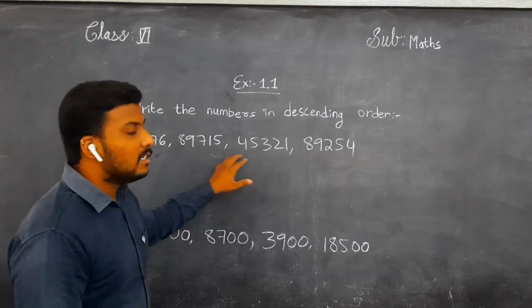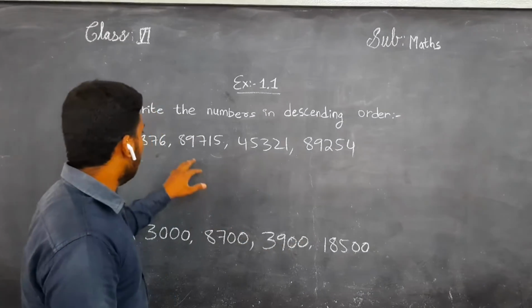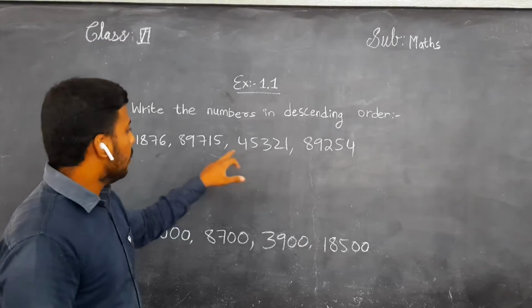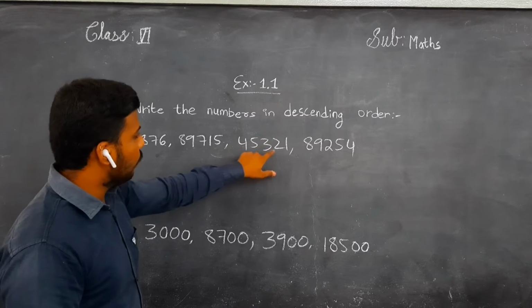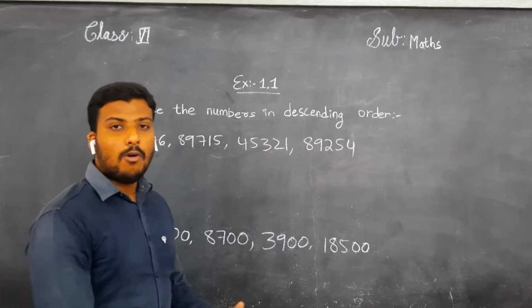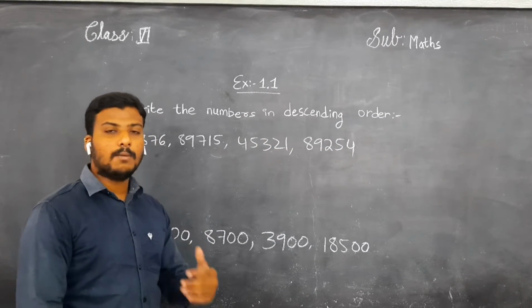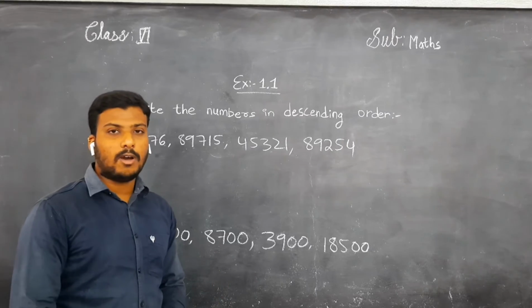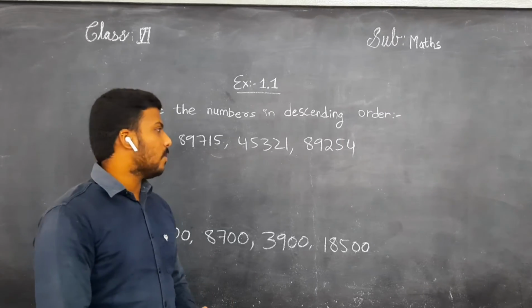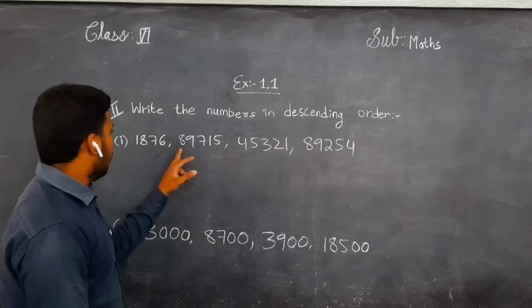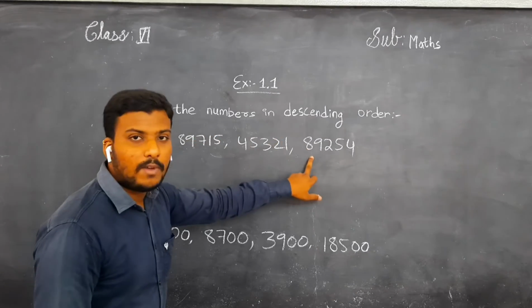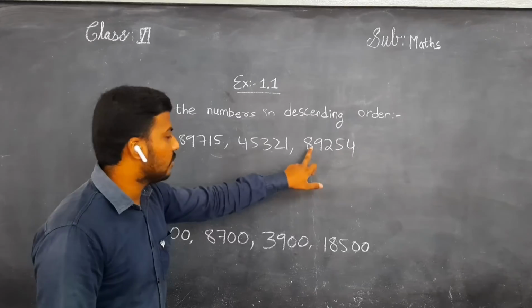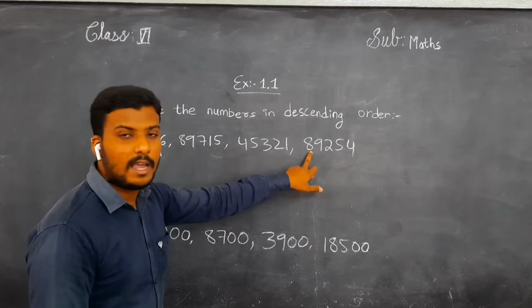But coming to the next 3 numbers, identify in each of them, it contains 5 digits. 1, 2, 3, 4, 5. Then how can we identify which is the biggest and which is the smallest? By knowing again the place value system. See, here in the place of 10,000 we have 8, and here itself again in the place value of 10,000 the value is 8.